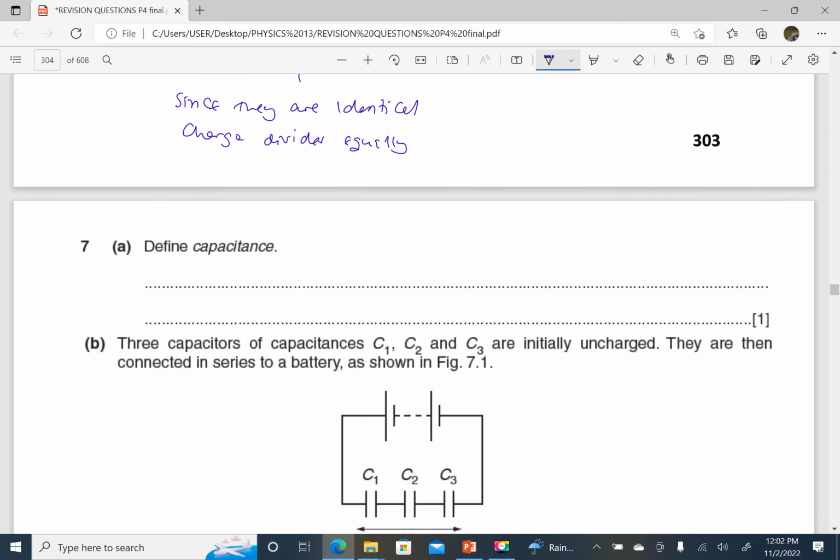Okay, next. Define capacitance. That is the ratio of charge to potential difference. That is capacitance, ratio of charge to potential difference.